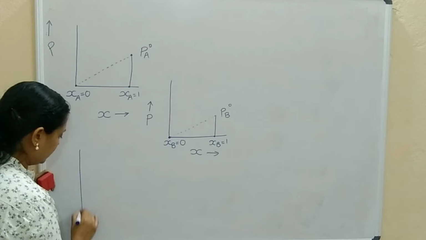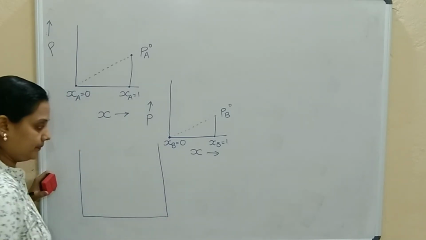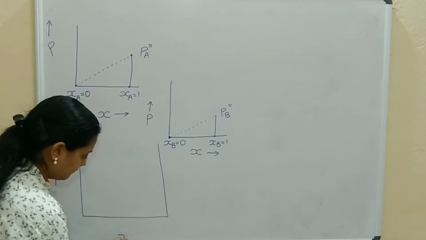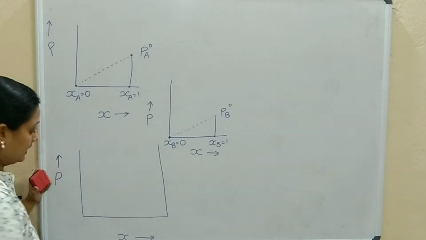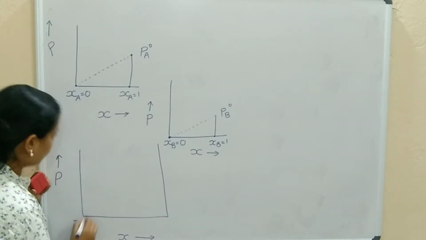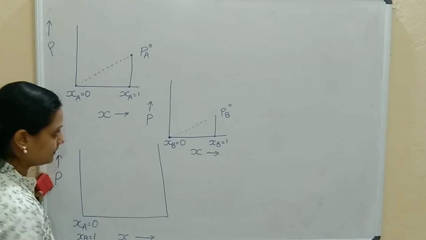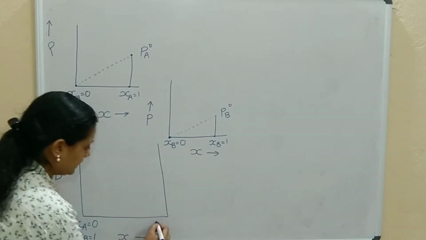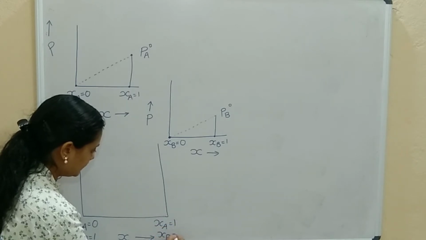So adding both the graph, okay, so this is for vapor pressure versus X. Here I will write XA equal to 0, at that time XB equal to 1. Correct, you are adding both the graph. Here I will write XA equal to 1, at that time XB equal to 0.